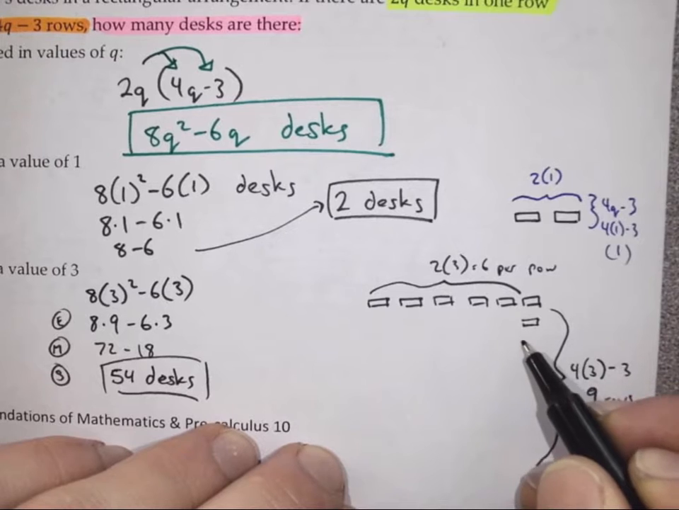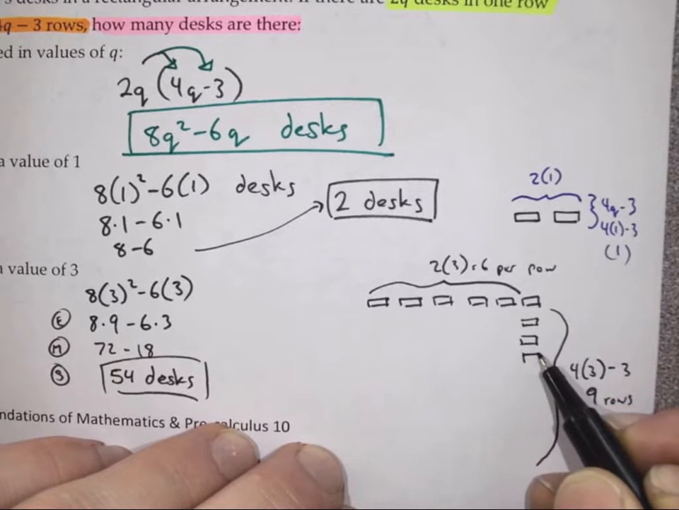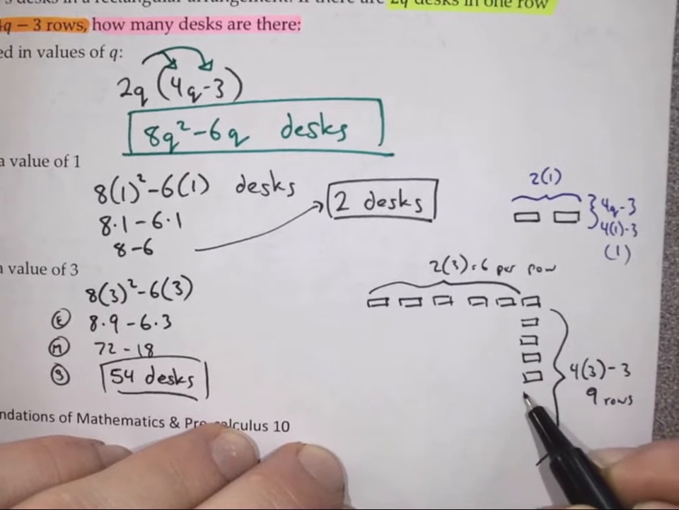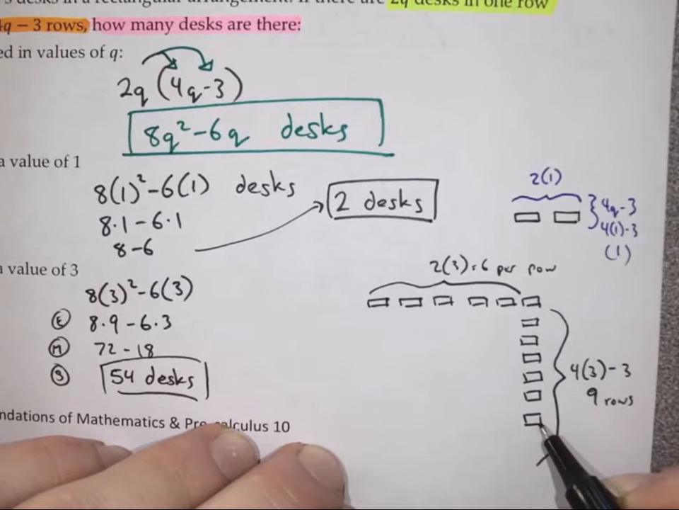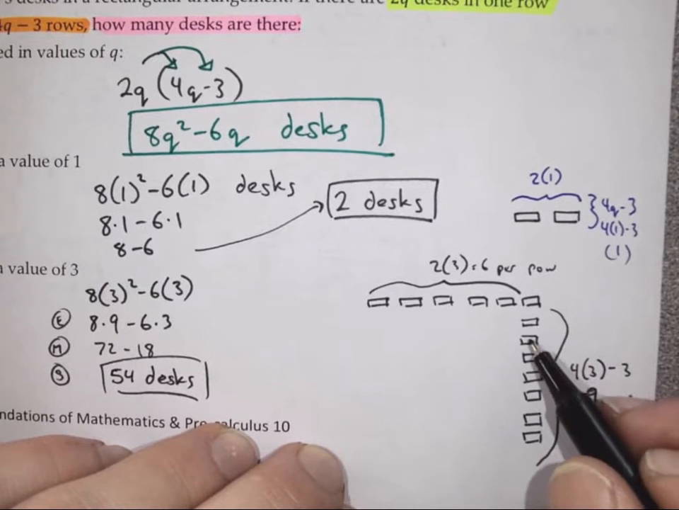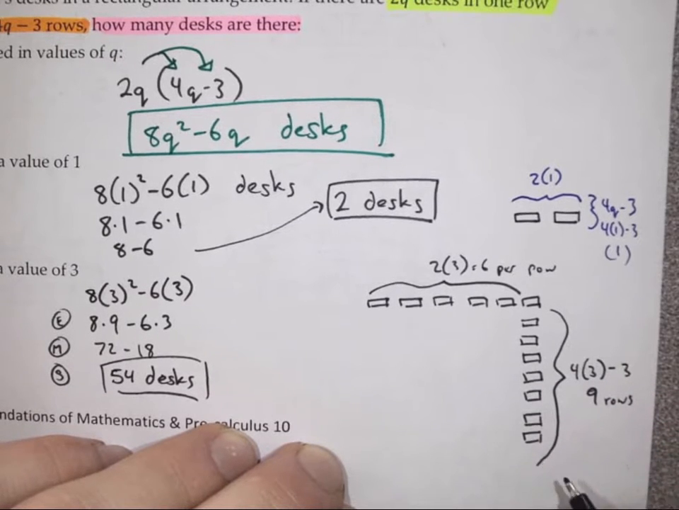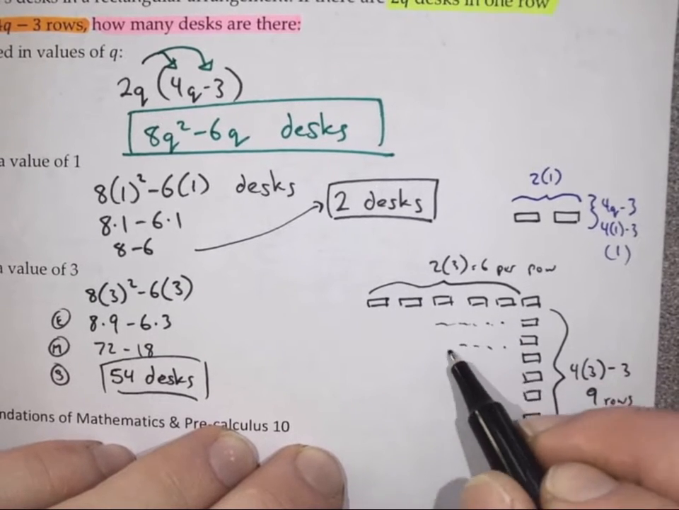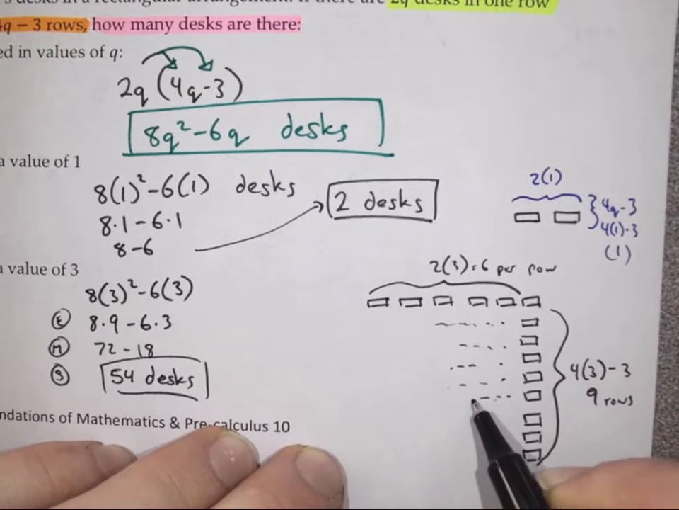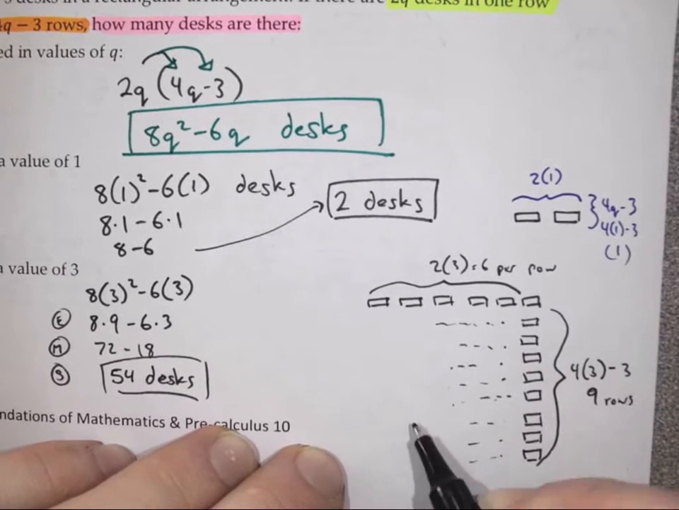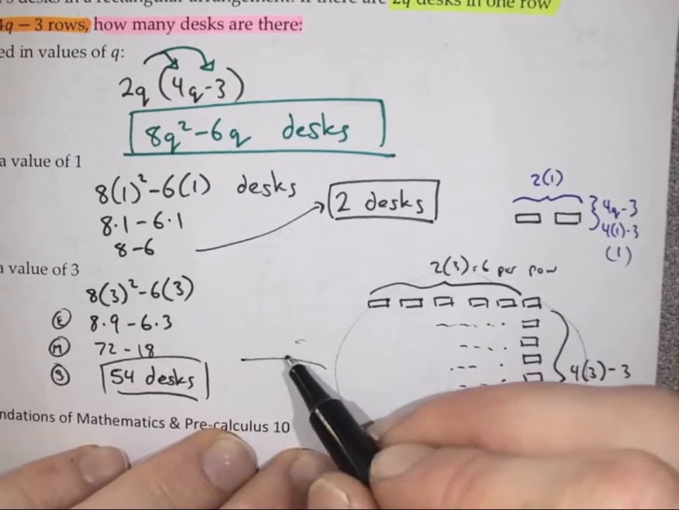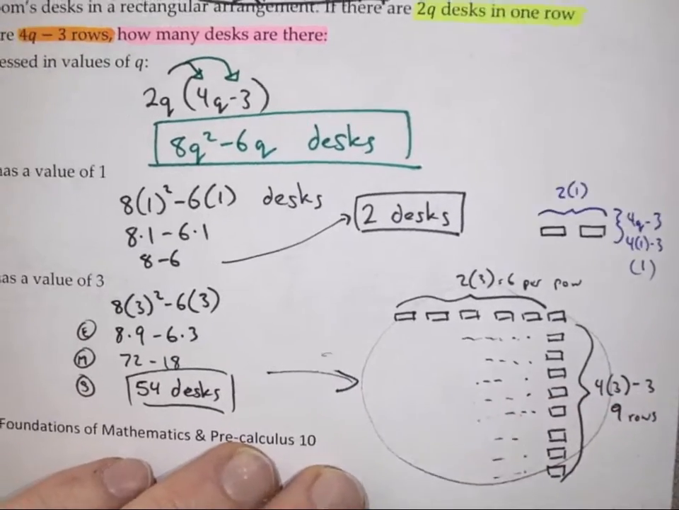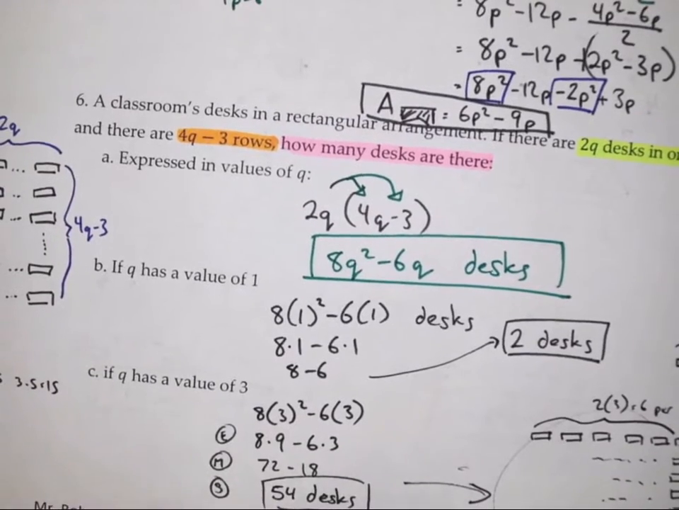I won't draw them out entirely, but I will draw 1 desk per row. 2, 3, 4, 5, 6, 7, 8, 9. Wait, hang on. 8, 9 rows in total. And you can kind of imagine there's extra desks in there. I'm not going to draw them all. But overall, that would be 54 desks. All right, anyhow.